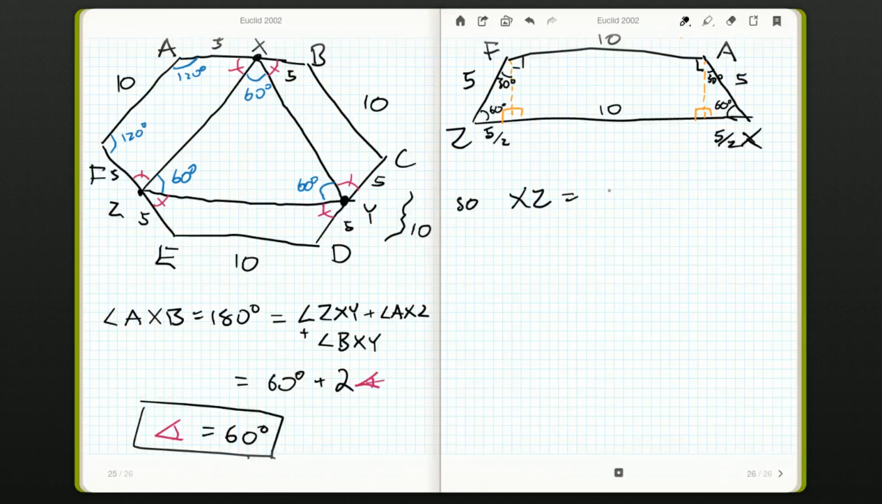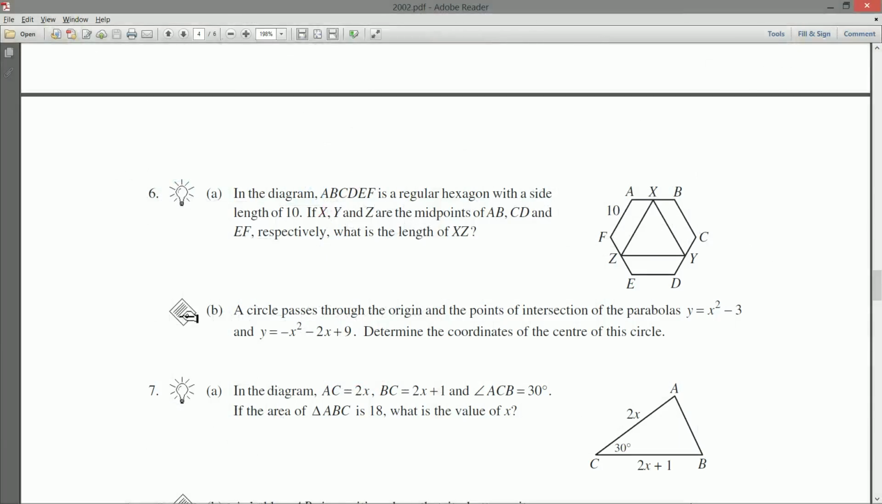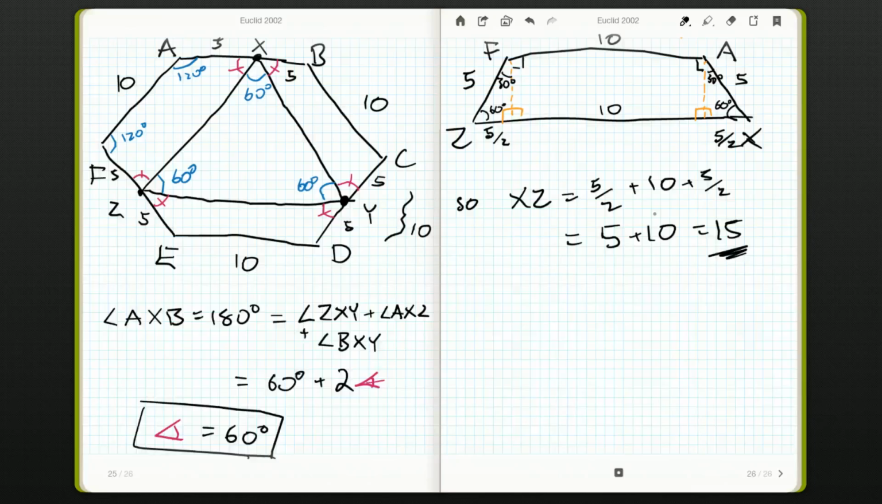So XZ, I think it was XZ we want. If it was XY or something, it'll be the same. So 5 over 2 plus 10 plus 5 over 2. Well, these two 5 over 2s are just going to make a 5, plus 10 gives us 15. And we did want XZ, although it's the same: XZ, XY, YZ. They're all the same, but they're all going to be 15, and that's the important thing.